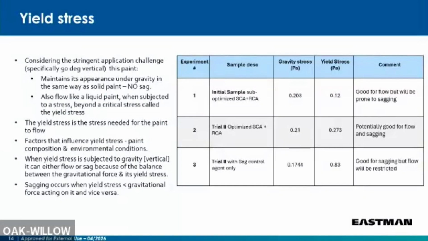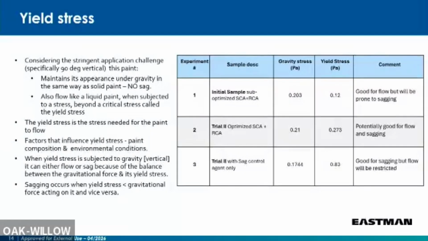Look at the third case. When you remove the rheology additive, look at this. The yield stress is very, very high, 0.83. So what does it mean? It's going to be good for sag but bad for flow. So this was the analytical way we tried to do it. But then now let's look at the real results. What did they do?